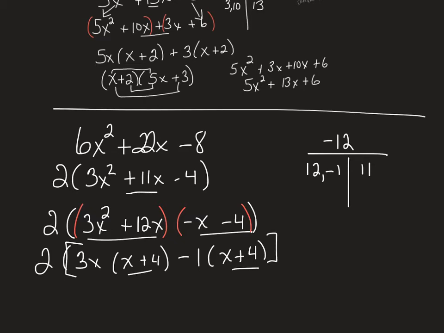These should always be the same. So we're going to have 2 times x plus 4 times 3x minus 1. And we have that completely factored. We'll do another one like this.